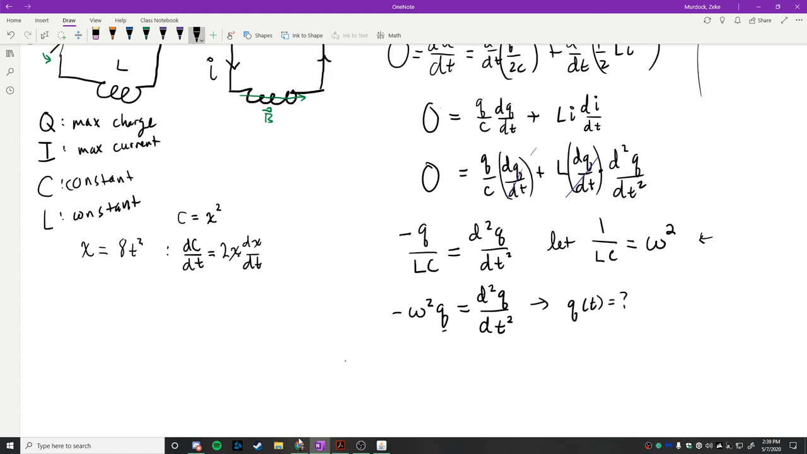You can try some functions if you want to. You can try t squared. Does that work? If you put q of t equal to t squared and plug it into this, take the derivative twice.